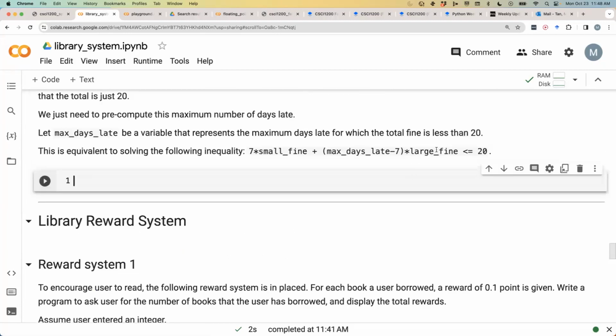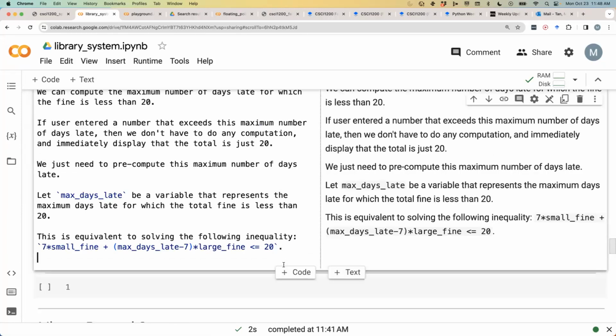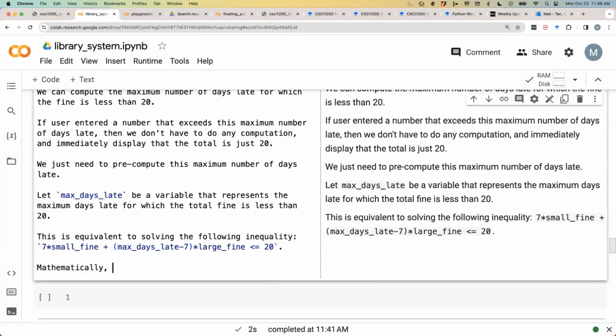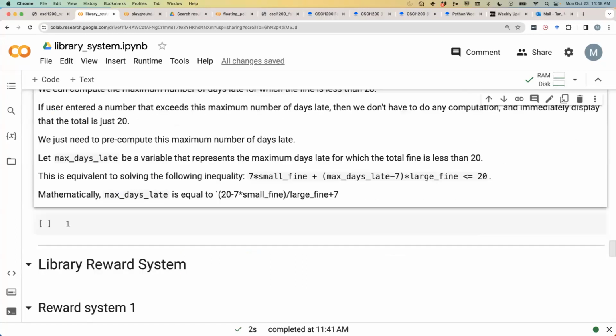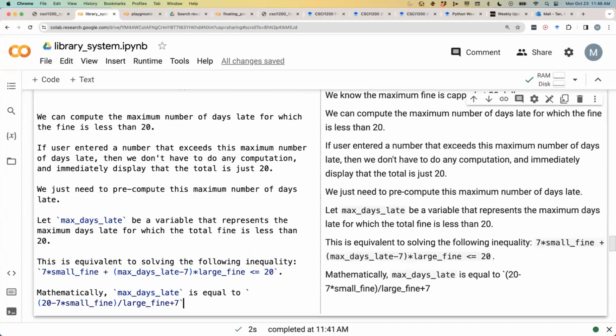All right, this is the inequality that we want to solve. Mathematically, to solve this is equivalent to max days late being equal to 20 minus 7 times small phi, and the whole thing divided by large phi, and then the whole thing plus 7. And that will be our computation.